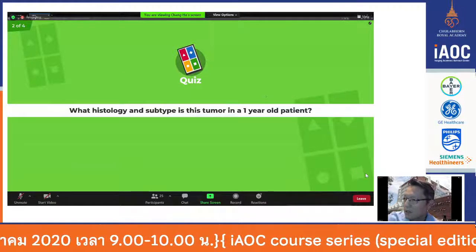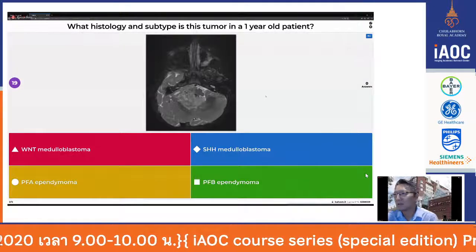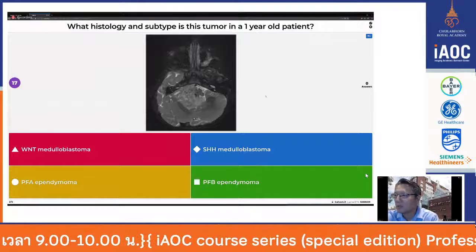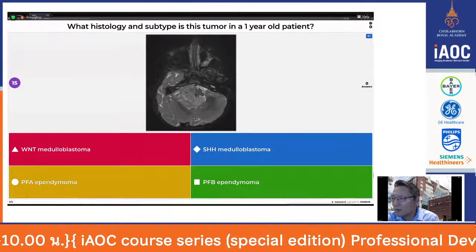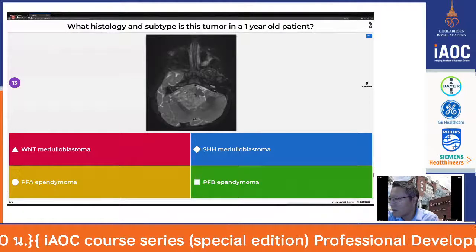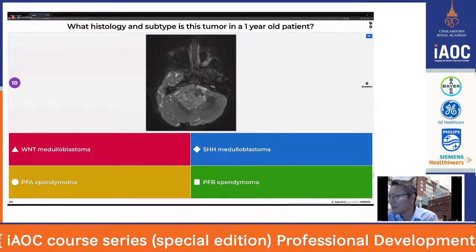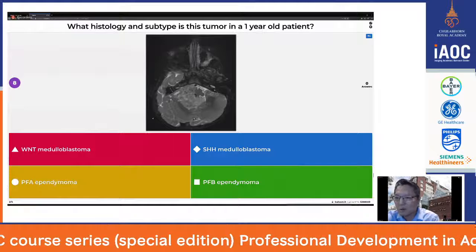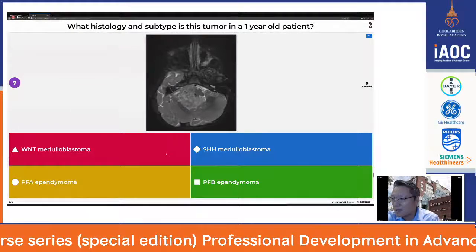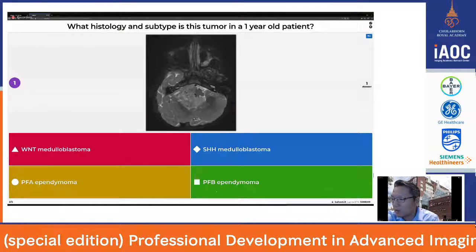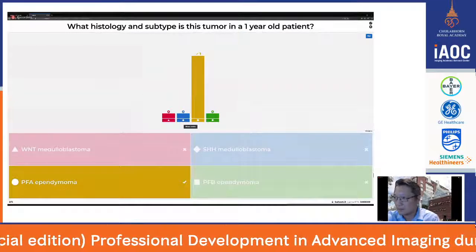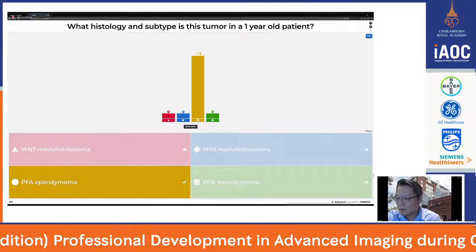What histology and subtype is this tumor in a 1-year-old patient? This is a young patient. This is a tumor that oozes out laterally, through the foramen of Luschka. Is this going to be a WNT medulloblastoma, SHH, PFA ependymoma, or PFB?